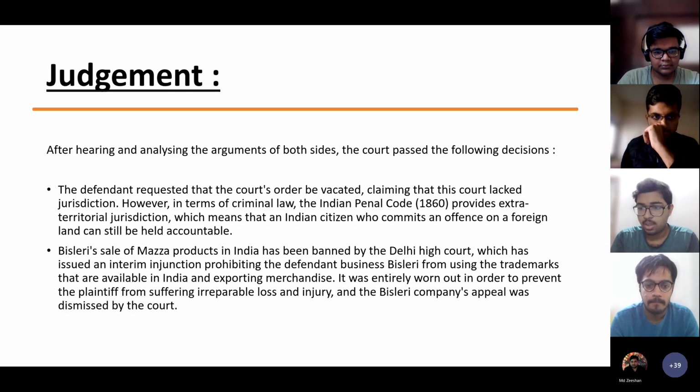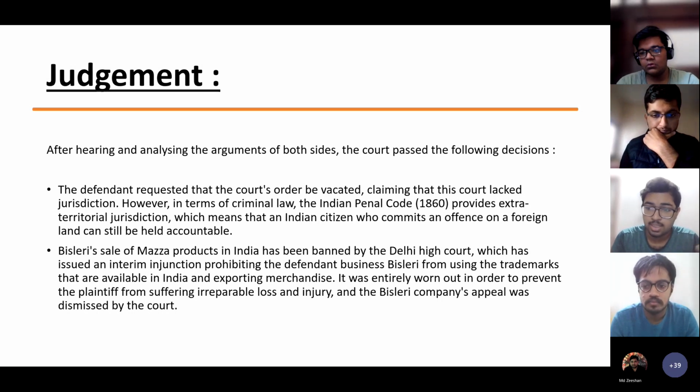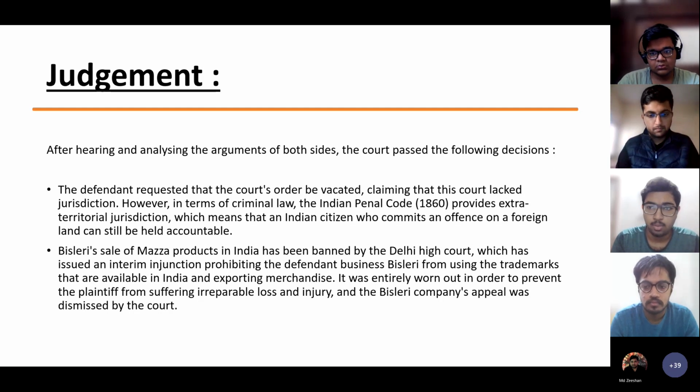And it was very interesting that it was also found that Bisleri was already doing this. They were already selling Mazda products outside India in Australia through Verma.